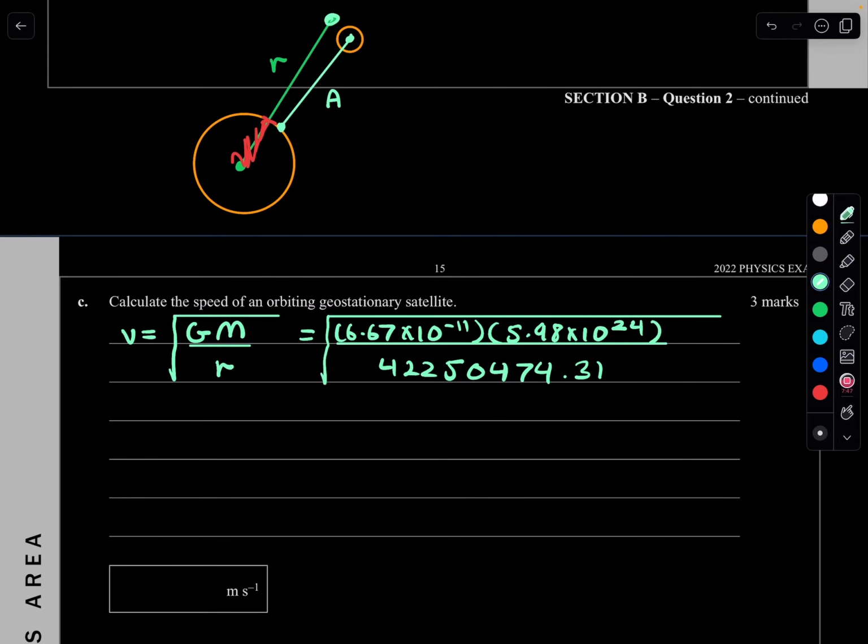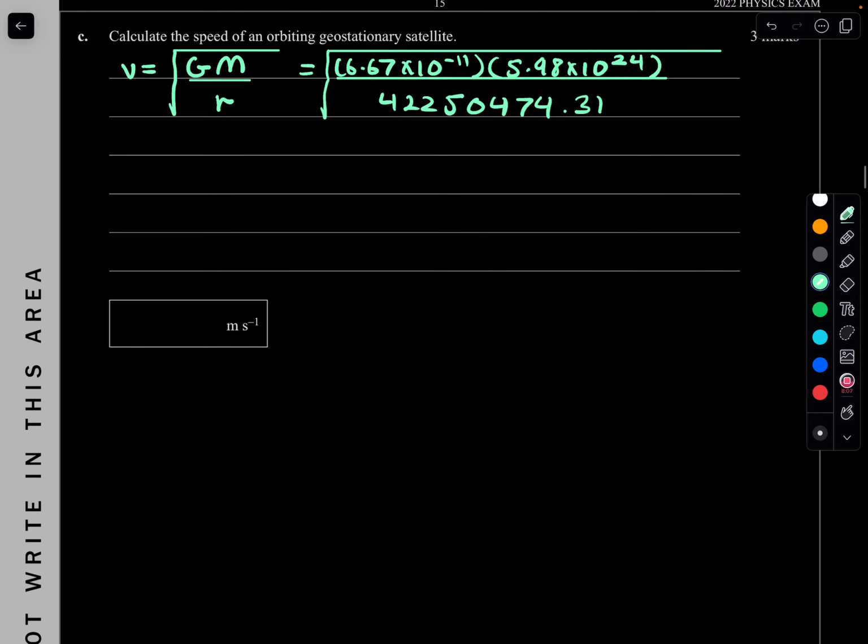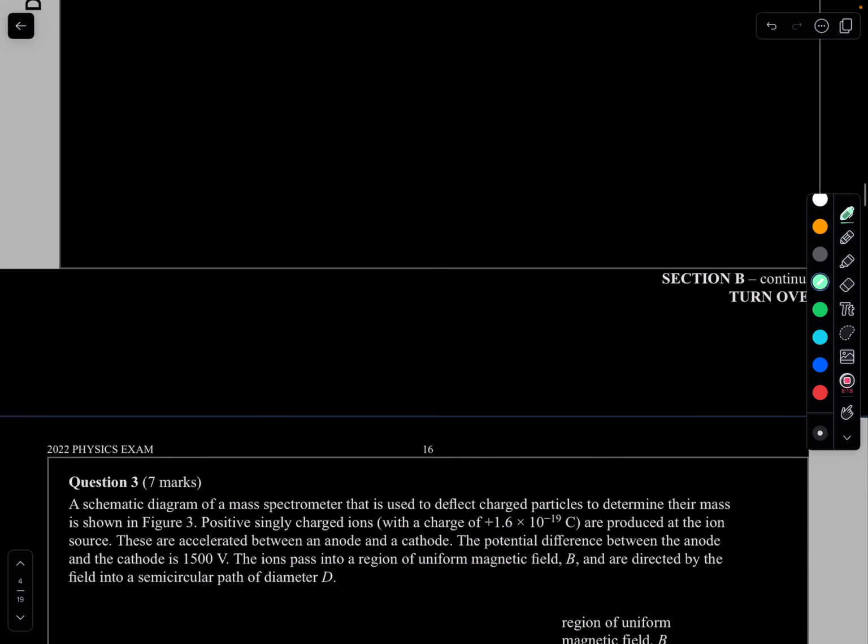It's a very, very big answer, but yeah, it's 6.67 times 10 to the negative 11, and so 5.98 times 10 to the power of 24, divided by 4225,0474,31. That gives me, to three significant figures, 3.07 times 10 to the power of, so 1, 2, 3. Is that right? Yep, that's it. Beautiful. Next question.